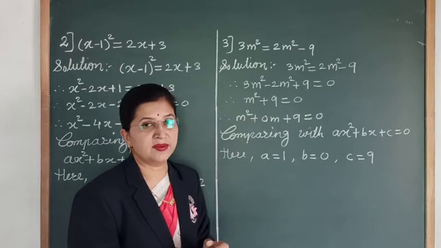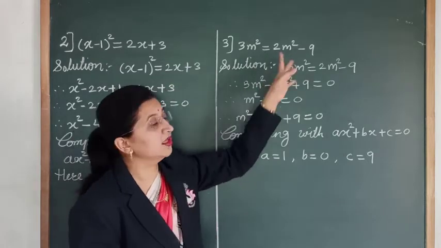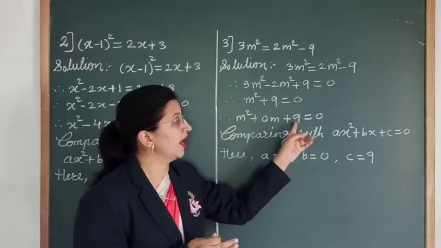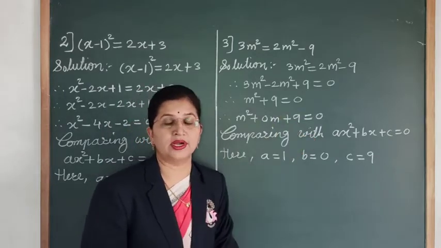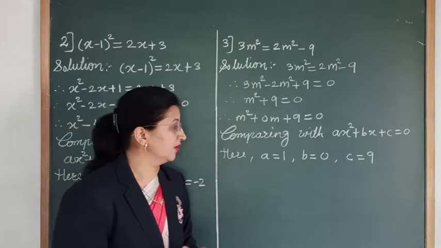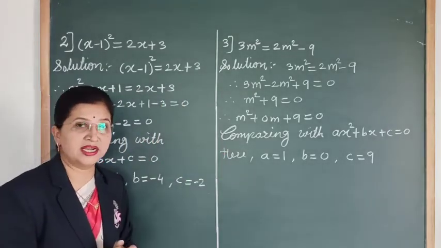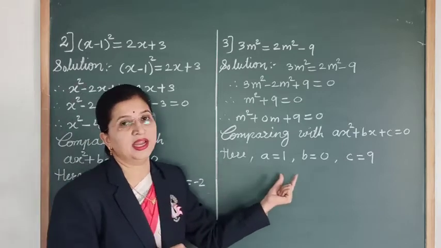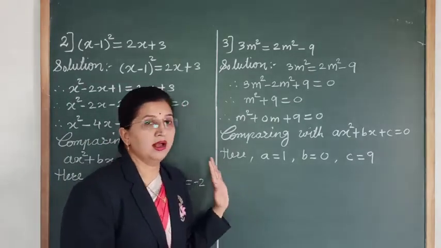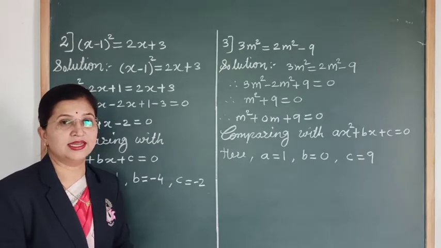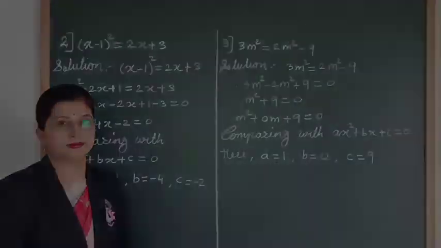Okay, so sometimes you may get an equation in which the constant term is missing. In that case, in the place of c, we have to write 0. So dear students, in this way, by comparing the equation with the standard form, we can write the values of a, b, c. I hope how to solve this question is clear to you. Okay, now let's see another question.